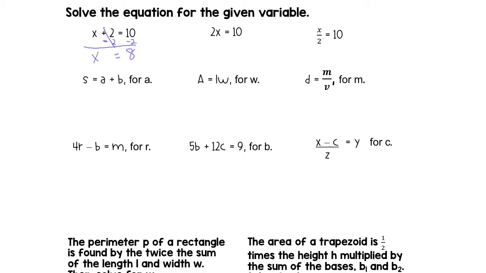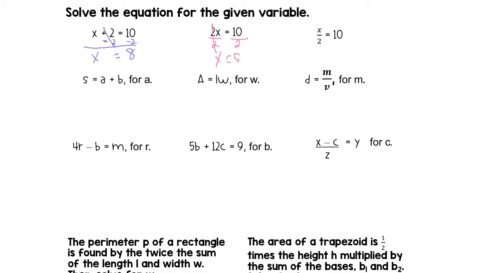Next, we have 2x equals 10. We want to get x alone. It's just a single step equation. I'm going to divide by that 2. 2 divided by 2 cancels out, and we're left with x. 10 divided by 2 is 5.